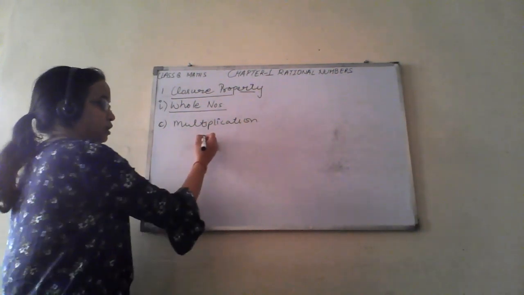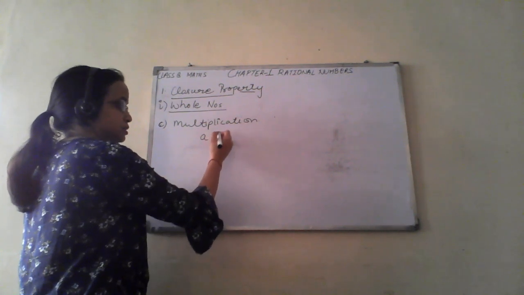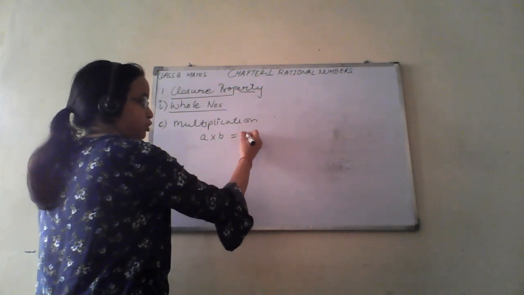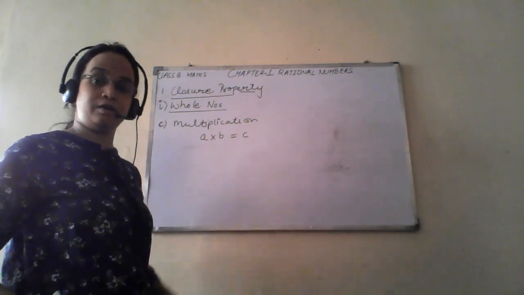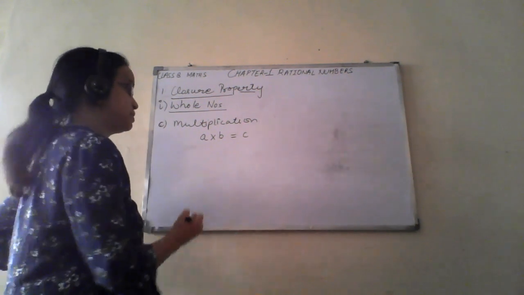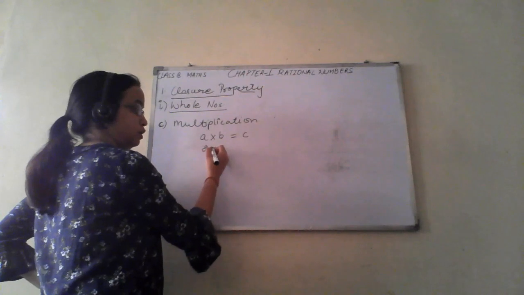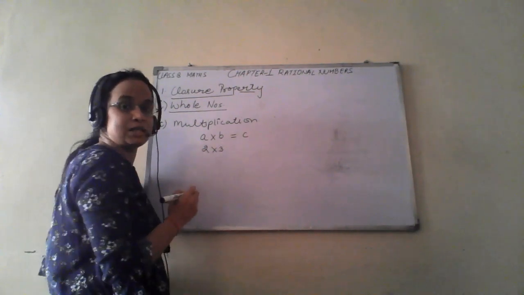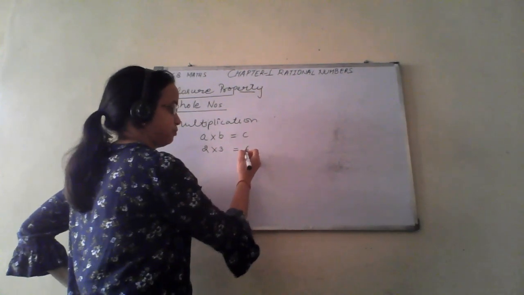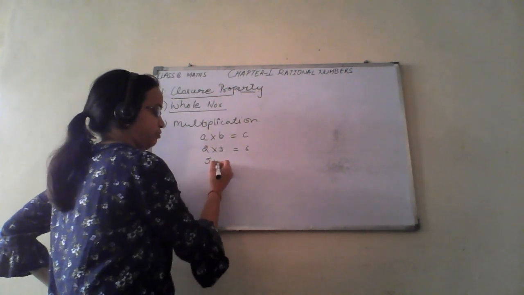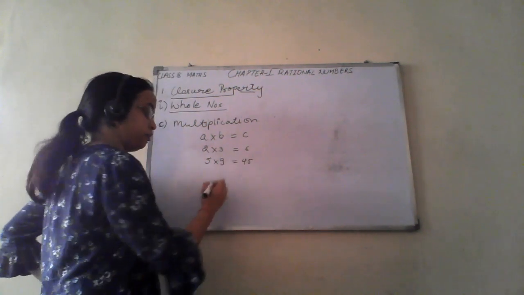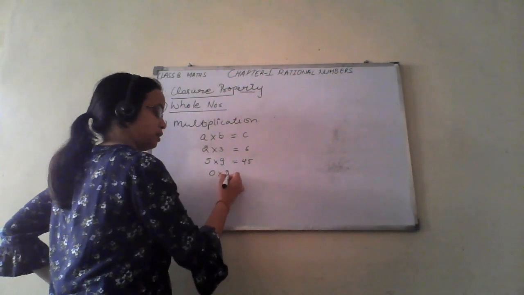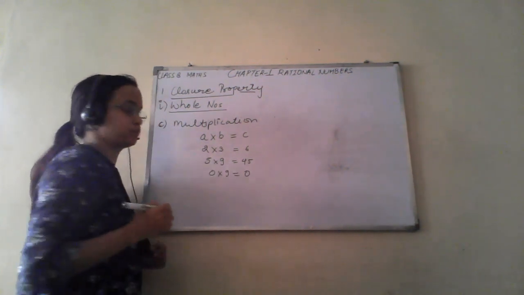Now, if we multiply two whole numbers, it should give a whole number. Is it true? We can check it with the help of examples. We multiply 2 with 3. Answer will be 6. 5 by 9. Answer will be 45. If we multiply 0 by 9, it will be 0.